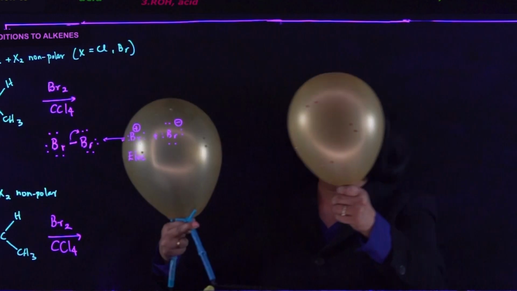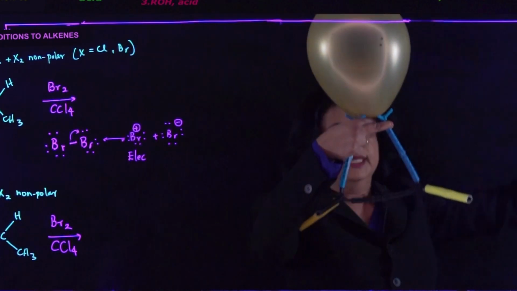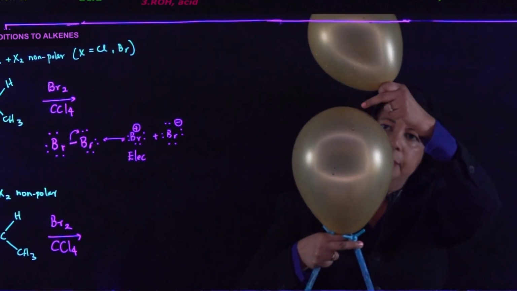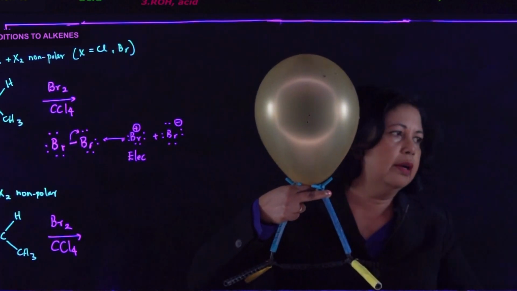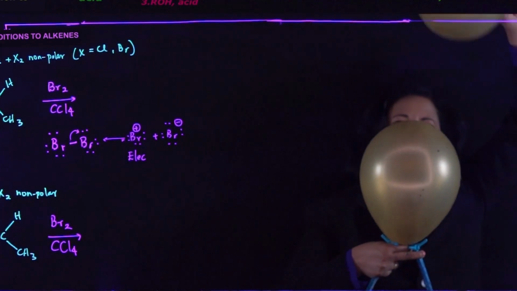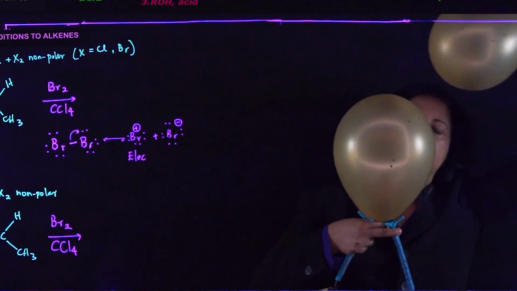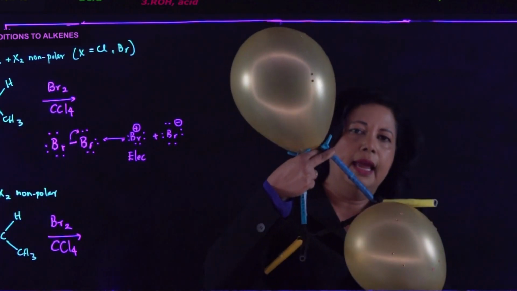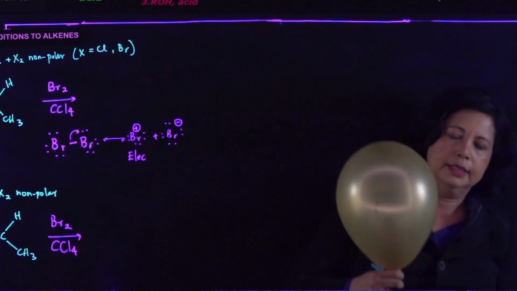So can this Br minus attack from the top? Why does it always have to attack from the bottom? Well, look at it. Here you have 3 pairs of electrons on this bromonium ion. You have 4 pairs of electrons on this bromide. They're going to be butting heads. There's too much repulsion on the top. So they have to come in from the bottom and attack anti to that bond.